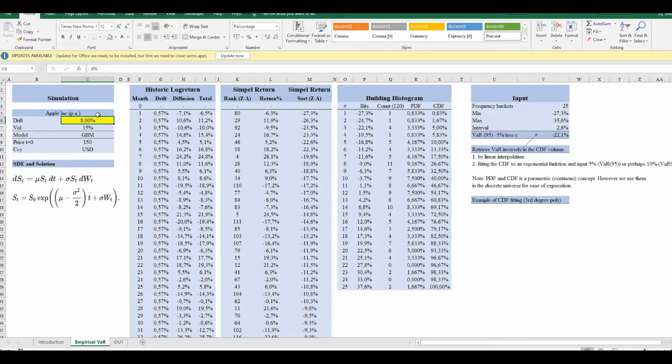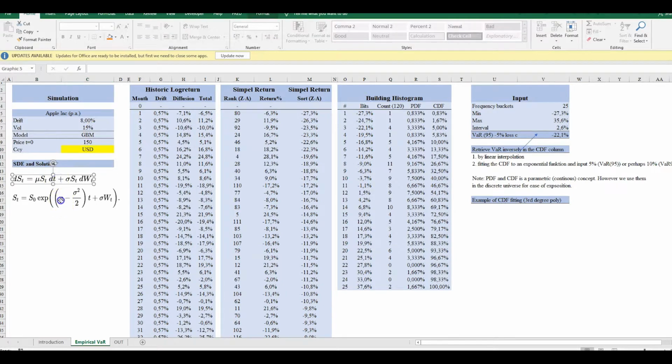which is the case here. Alright, the drift is 8% per year, the expected return, or some would say the required return on Apple, 8% normally. Volatility of the annualized returns, 15%. The model, the GBM, the geometric Brownian motion, start price 150, doesn't really matter here. Dollar doesn't really matter either.